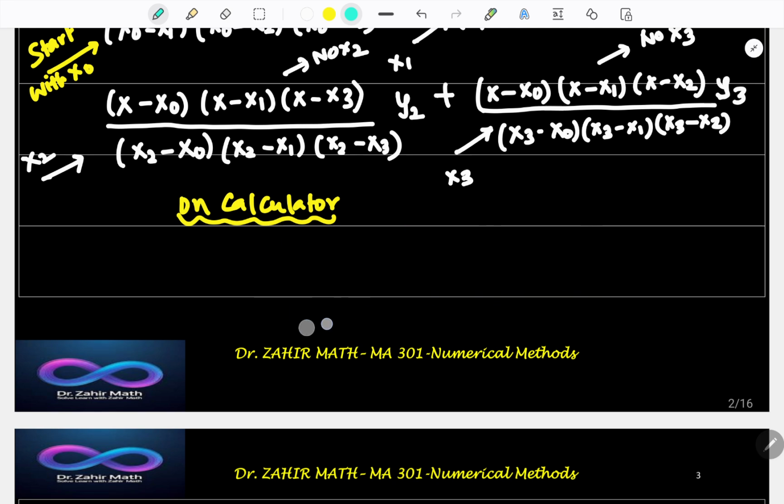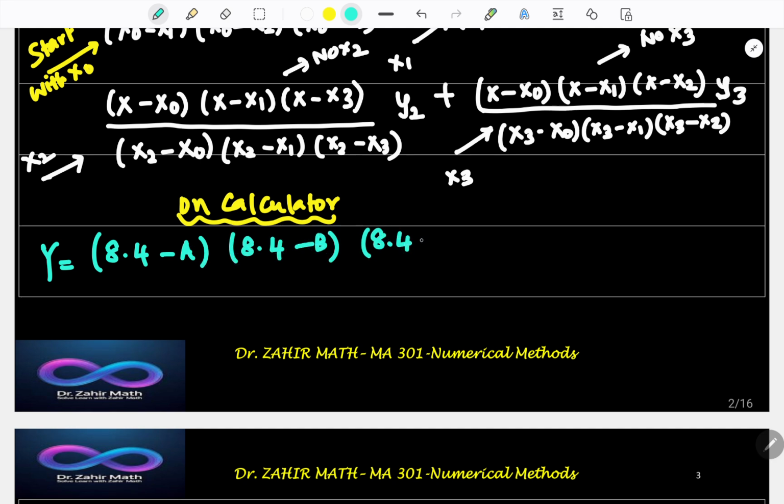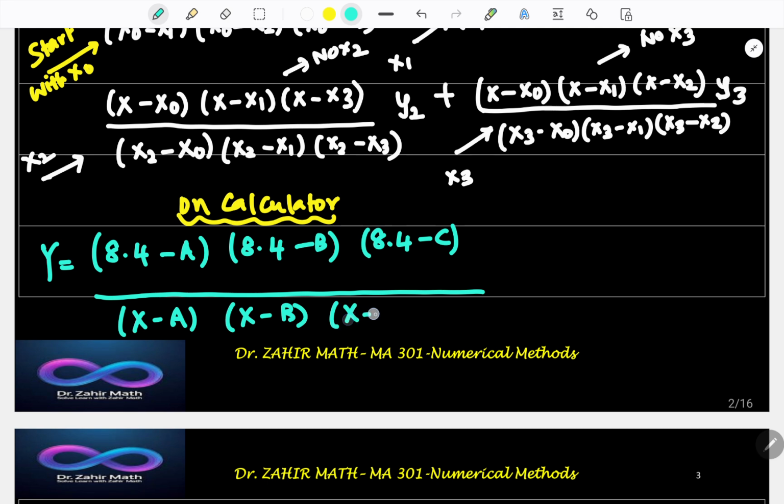So there is no space. I will write in the corner. So which is Y equals (8.4 minus A), (8.4 minus B) and (8.4 minus C), divided by (X minus A), (X minus B) and (X minus C).